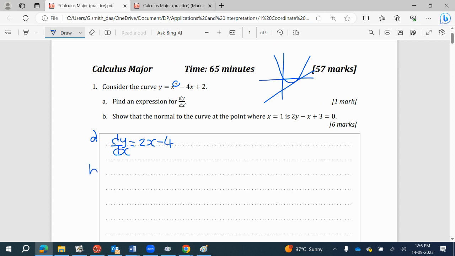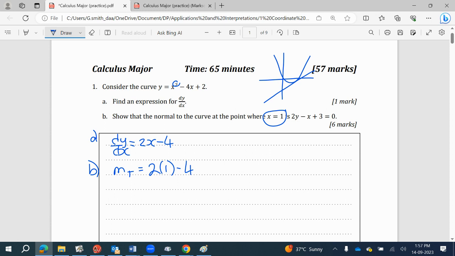So in B, we start by finding the gradient of the tangent. I'll just call that t. We do that by putting the x value into the derivative. The x value is given there in the question. Finding a tangent line or finding a perpendicular line is guaranteed to be on your major. Guaranteed. You're going to find a tangent line, or this is a variant of the question, but you'll find a tangent line or a normal line.